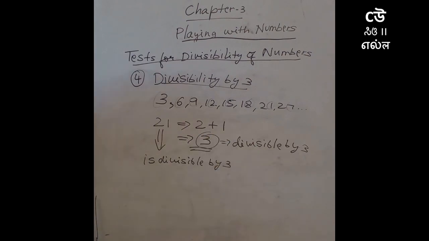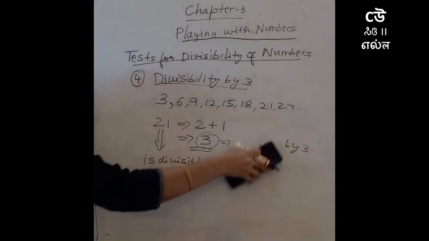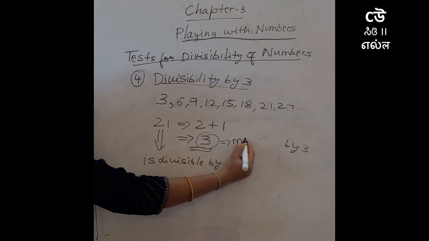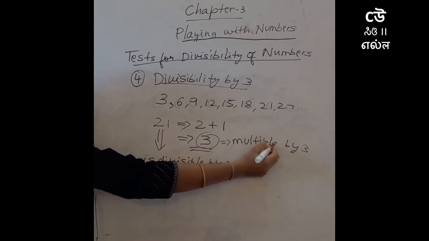You have to see whether this answer, the sum of the digits, is a multiple of 3. If they give 3 or 4 or 5 digits also, you have to take all of them and add them. Okay. So you have to take the sum and see the answer. If that answer is a multiple of 3, you can tell that it's divisible by 3. Okay. Don't say 3 is divisible by 3. You have to say that 21 is divisible by 3. Here you are checking whether the given number is divisible by 3 or not.